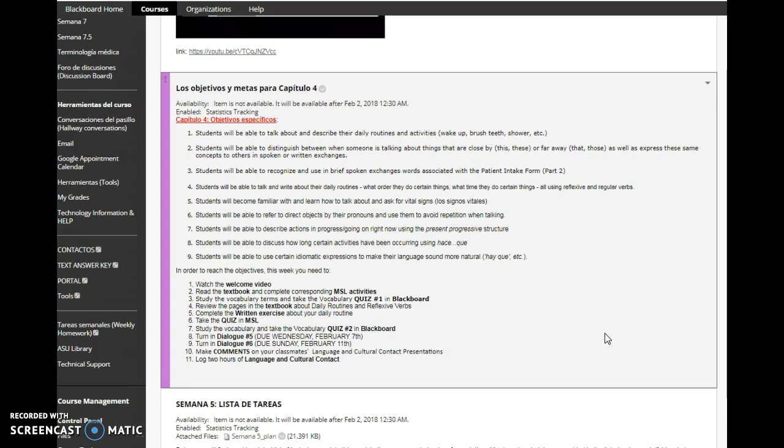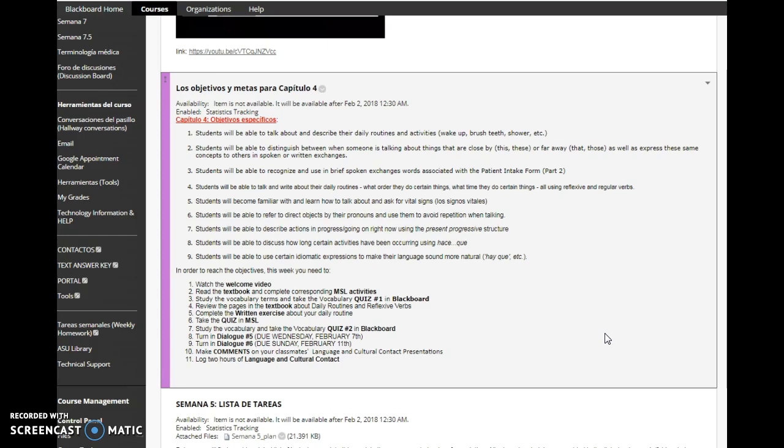time they do certain things, using both regular verbs as well as reflexive verbs. You also become familiar with and learn how to talk about and ask for vital signs. You'll be able to refer to direct objects by their pronouns and use them to avoid repetition when talking. You'll be able to describe actions in progress, actions that are going on right now using the present progressive structure.